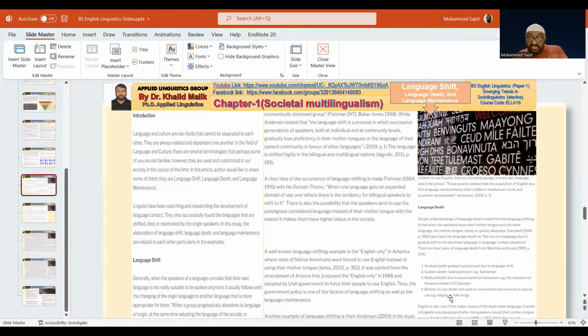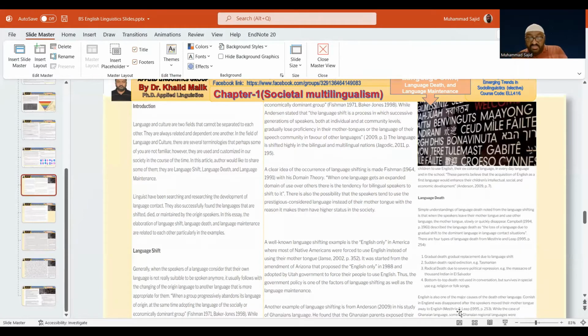Number 4, bottom to top death: the language is not used in conversation, but survives in special uses, for example, religion or folk songs. English is also one of the major causes of the death of many other languages. Cornish in England disappeared after the speakers moved away from their mother tongue to English.